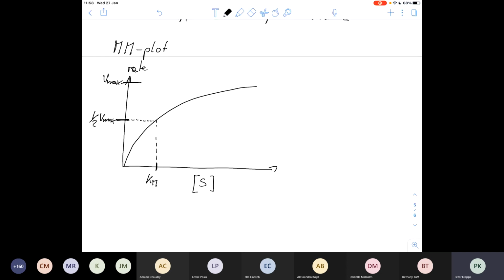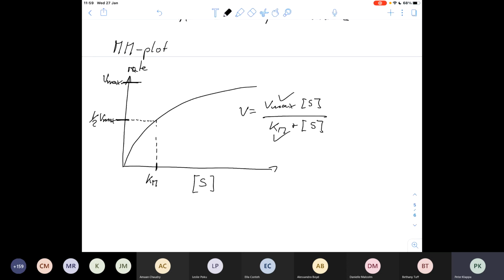Happy with that? And with that, we basically can really write our Michaelis Menten equation, because we found the two things that we are looking for. We found Vmax and Km.